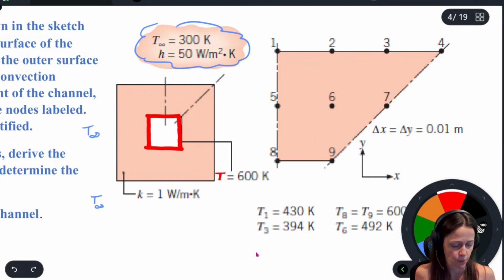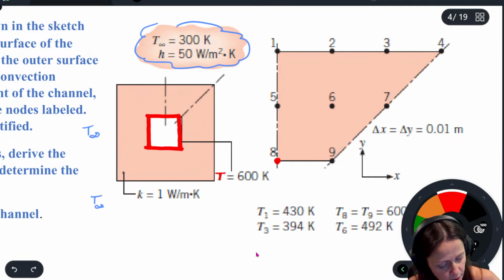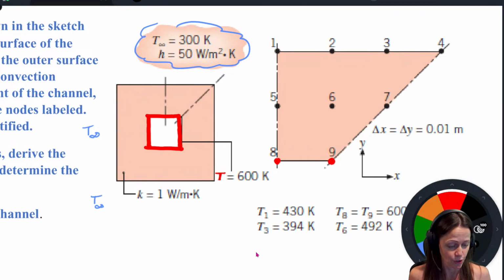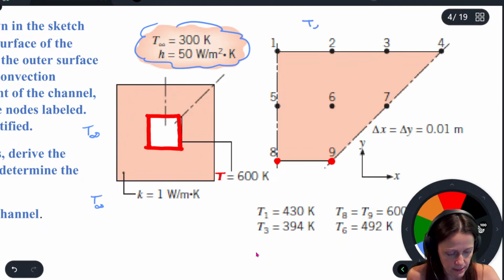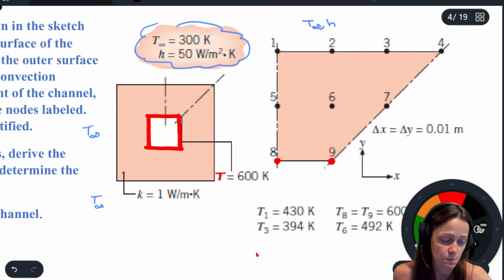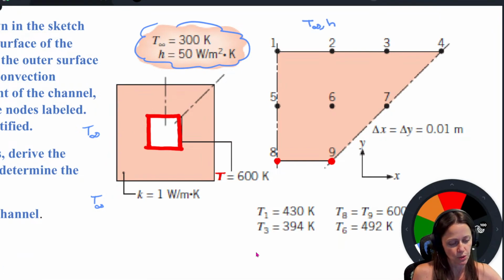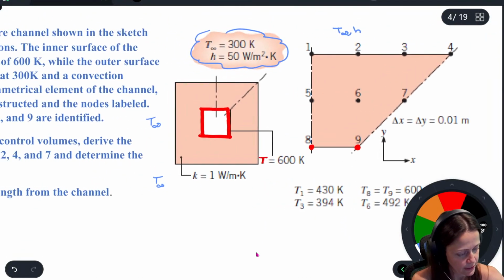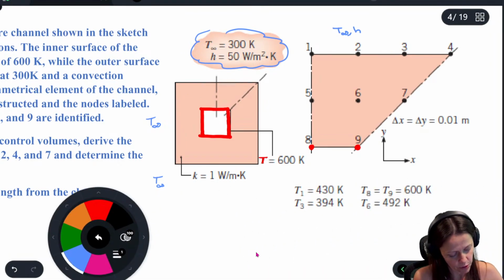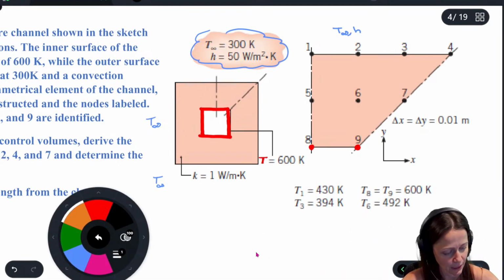All right, so let's look at that little chunk that they gave us, and I'm going to try to color coordinate it. At the bottom, that whole surface is at 600 Kelvin. So that whole bottom line, and the nodes on that line, are 600 Kelvin. And then of course I've got some convection going on out here, exposed to nodes 1, 2, 3, and 4. They do give us some temperatures here, and I want to try my best to color coordinate them, okay?